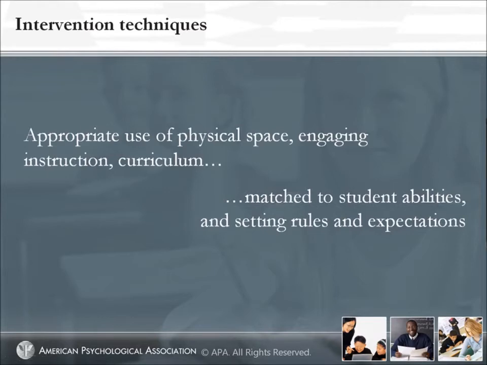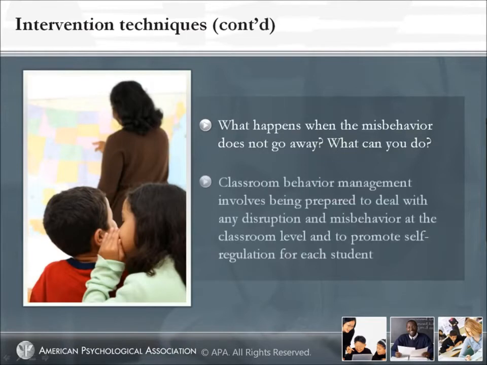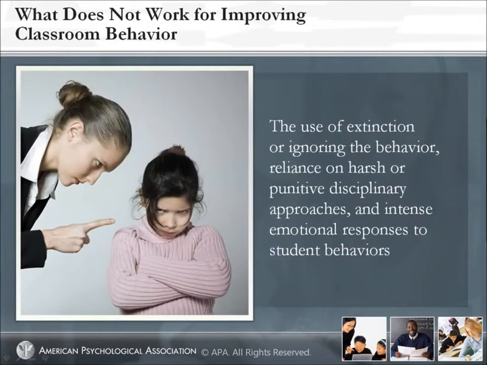What happens, though, when misbehavior does not go away? What can you do? Classroom behavior management involves being prepared to deal with any disruption and misbehavior at the classroom level and promoting self-regulation for each student. We will now discuss teacher attention strategies, functional behavioral assessment, and individual interventions for students exhibiting more consistent or serious behavior problems. What does not work for improving classroom behavior?